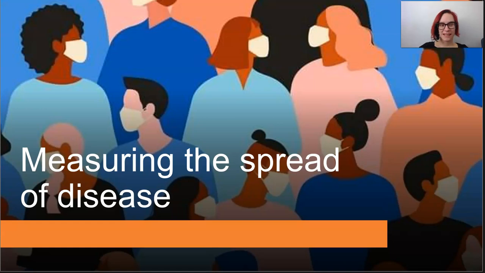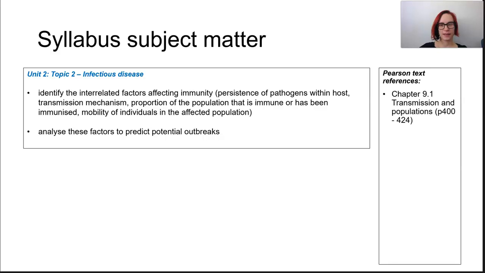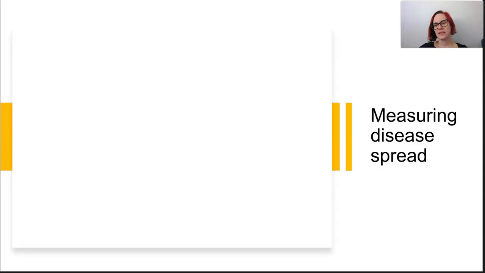We are talking about measuring the spread of disease now. Okay, so here are our 2 dot points, and we're still in chapter 9.1 of Pearson. All right, so the Centre of Disease Control in various countries and the World Health Organization measure spread of disease, and they need to monitor global health.